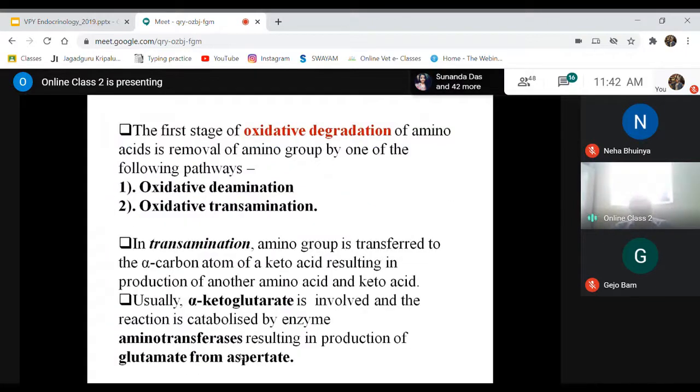So the first stage is oxidative degradation of amino acids. That is removal of the amino group by one of the following pathways. One is oxidative deamination, and another one is oxidative transamination. In transamination, the amino group is transferred to the alpha carbon atom of a keto acid, resulting in production of another amino acid and keto acid.